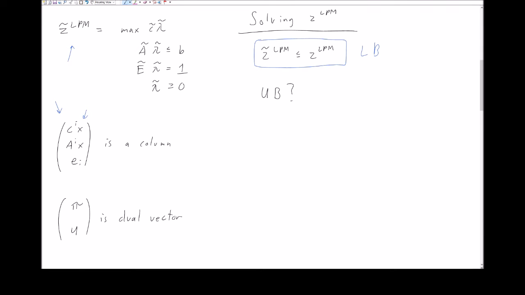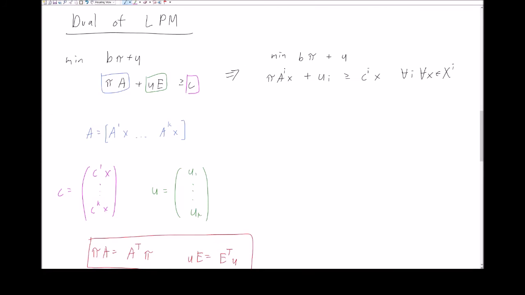To solve the linear program master solution, we're going to look at the idea of having a lower bound and an upper bound. Our lower bound comes from solving the restricted linear program master solution. Our upper bound is rather questionable though. And before we actually develop an upper bound, we're going to look at the column generation approach. The idea of our upper bound, and in particular, the idea of how we're going to add columns, comes from looking at the dual of our linear program master solution.